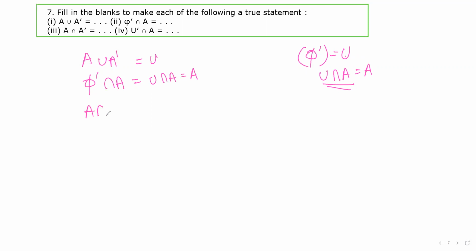Next, A intersection A dash. A and A dash, there's nothing common between A and A dash, therefore it's phi. U dash intersection A is equal to, now your U dash means if phi dash is equal to U, if you take the complement of U, which means you're subtracting U from itself, you're left with phi, nothing. So U dash can be written as phi intersection A. What is common between phi and A? There's nothing common between phi and A.